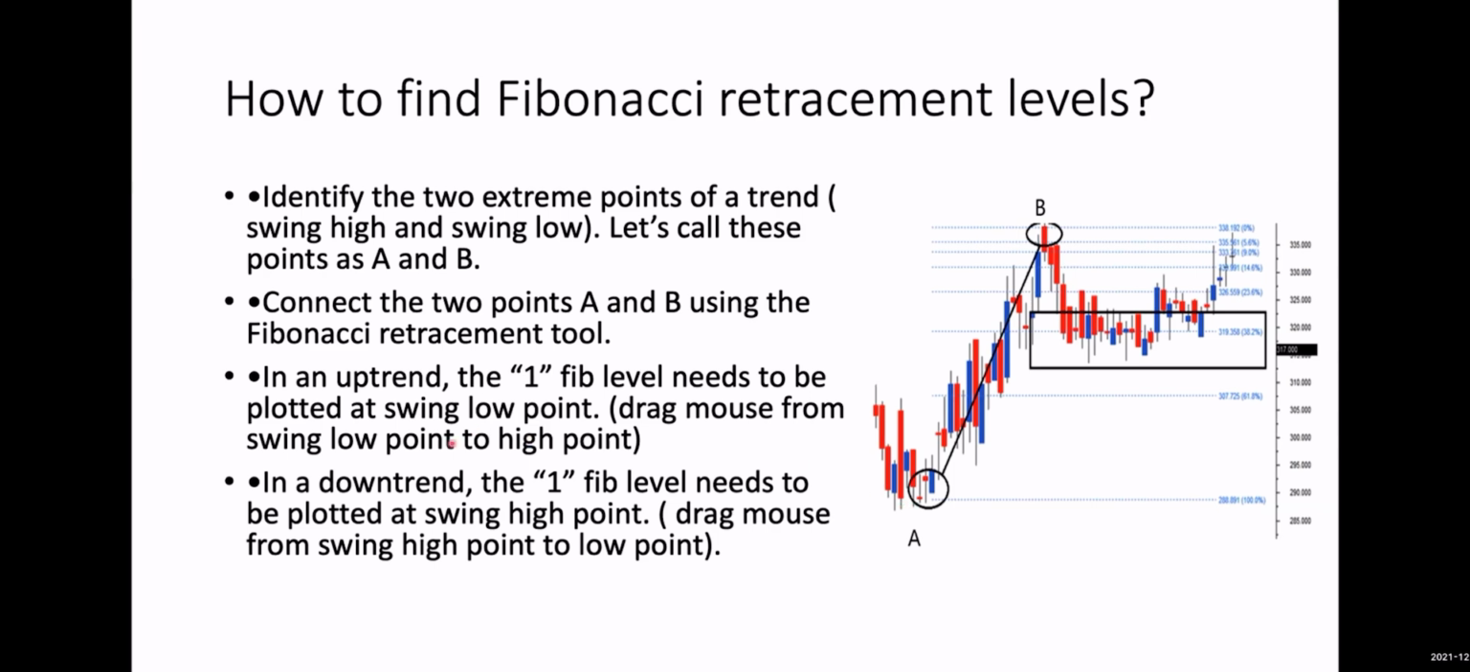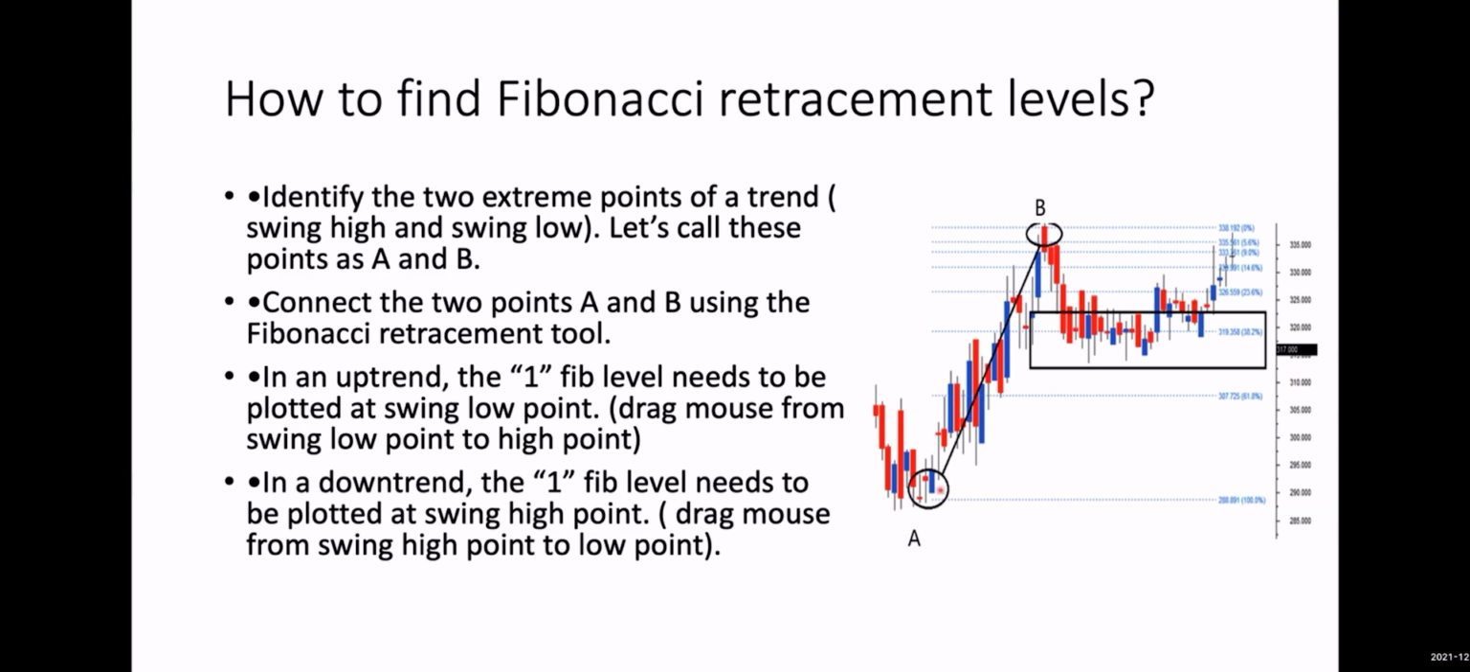All right. So this is a pro tip for you guys. If it's an uptrend, I'll explain time frames and all of that later. That's not important right now. So in an uptrend, the number 1 Fib level needs to be plotted at the swing low point. What that means is, the number 1 level is 100% retracement.